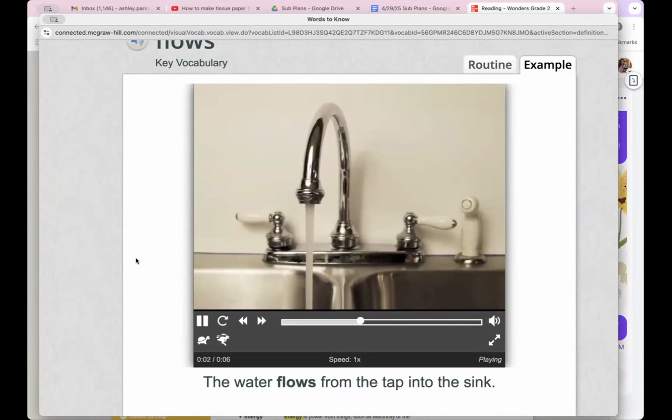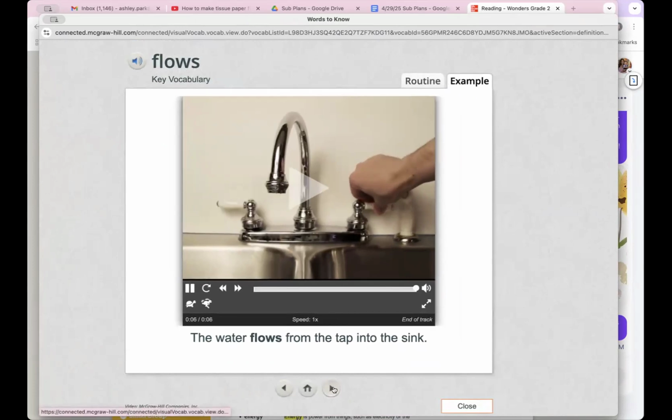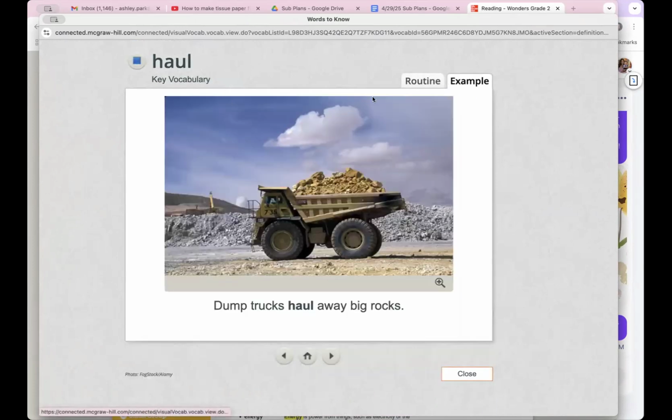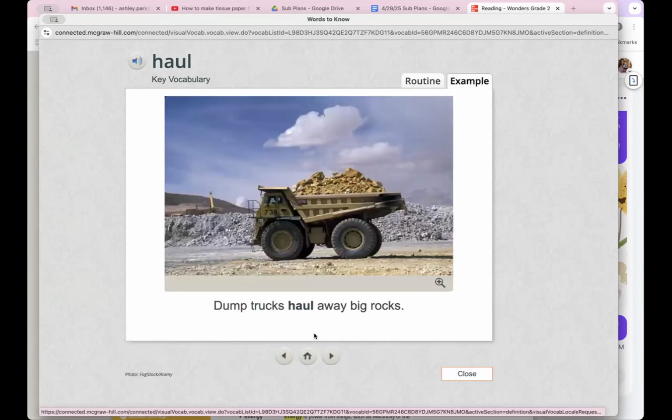Flows. When a liquid flows, it moves in a steady stream. Haul. Dump trucks haul away big rocks. If you haul something heavy, you carry it. What heavy things can you haul?